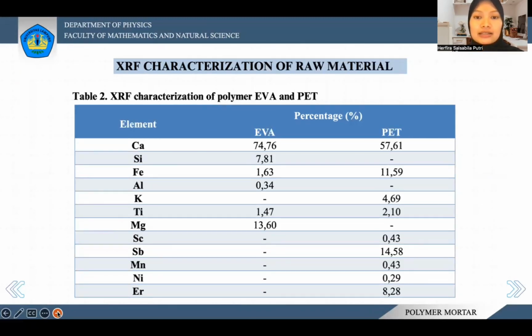And then this is about the characterization of polymers. There are EVA and PET. Table 2 shows the dominant element in PET and EVA is calcium. In EVA polymers, the calcium element content can increase resistance to water by ASAT 2018, and the calcium element in PET can increase resistance to cracking by Utomo and Alfiana 2023.